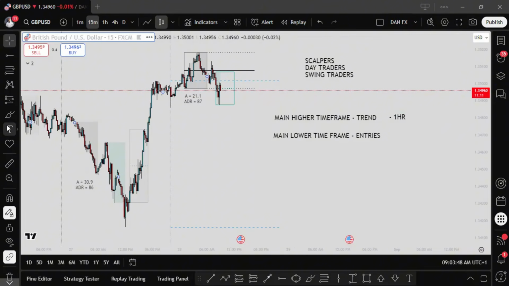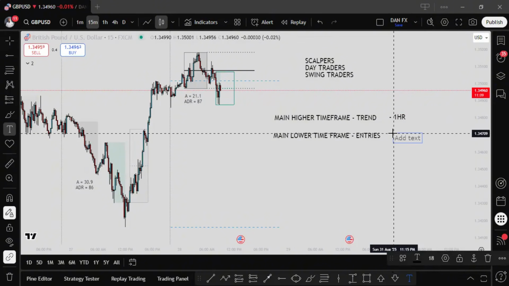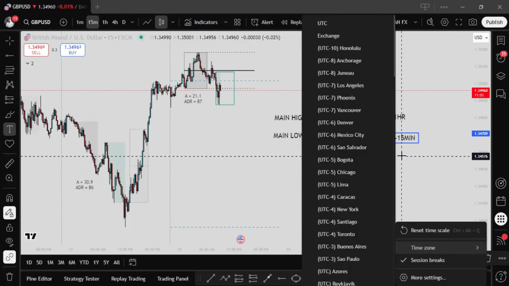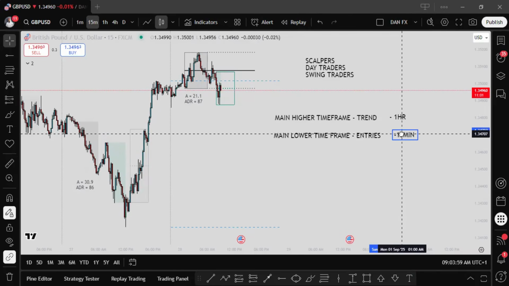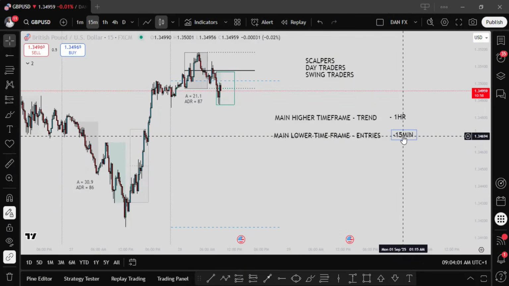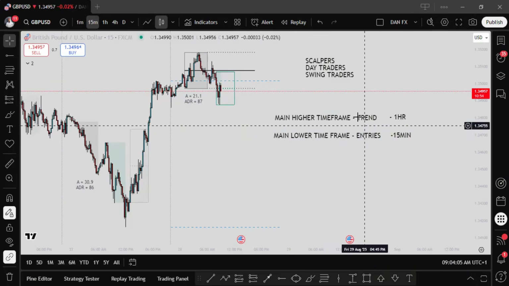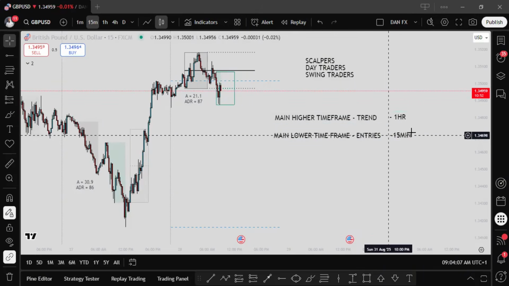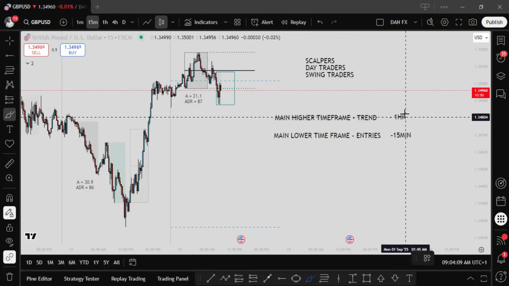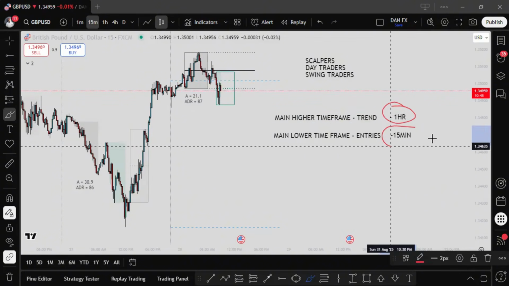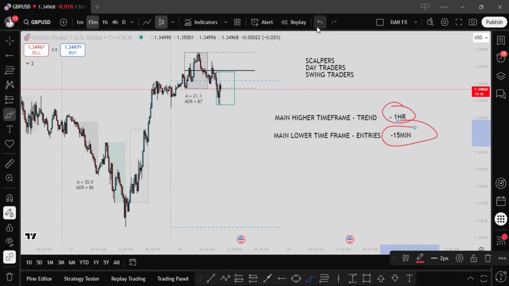Then if I want to look for entries, I go to the 15-minute time frame. I maybe sometimes go lower than that, maybe like a 5 minutes. But that's not your main time frame. Your main time frame is the 15. So when you're backtesting your strategy, you should be backtesting from your 1 hour and 15 minutes. So what you do is you go on the 1 hour chart, identify your trend, and you go on the 15-minute chart and look for your entries. It's as simple as that.